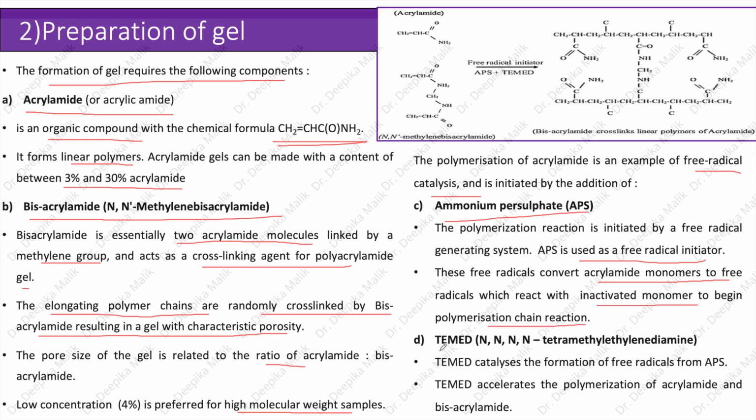TEMED, that is N,N,N,N tetramethyl ethylene diamine. It catalyzes the formation of free radicals from APS. TEMED accelerates the polymerization of acrylamide and bisacrylamide.